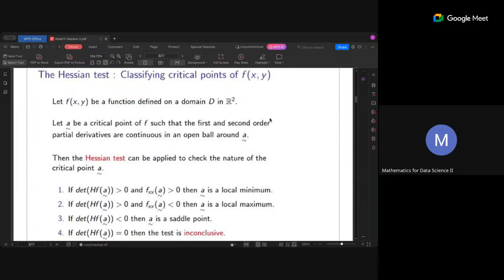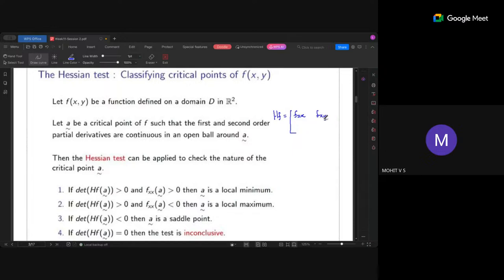Then you first have to construct your Hessian matrix. So what is your Hessian matrix in this case? How do you write Hf? It has fxx, fxy, then fyx and fyy. Now one condition is given to us, that the first and second order partial derivatives are continuous in an open ball around A tilde. So what does this guarantee? This guarantees us, by Clairaut's theorem, that fxy is equal to fyx. Right?